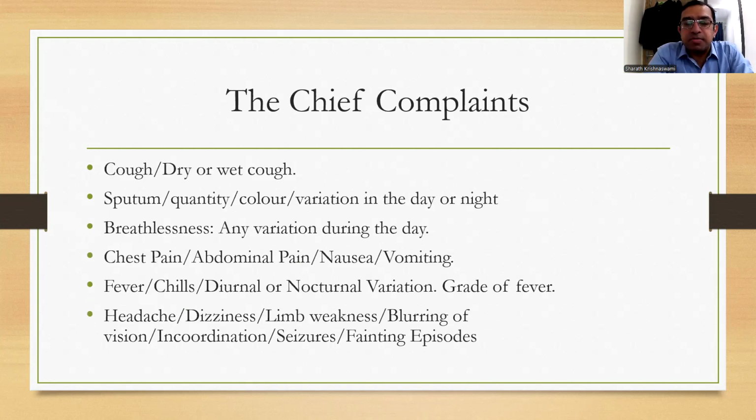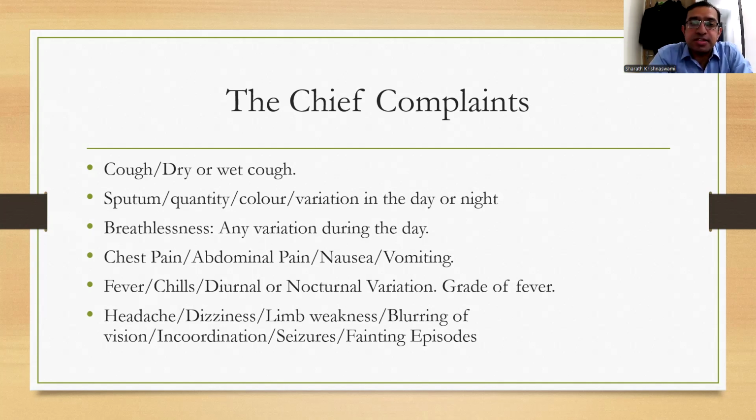Coming to the most important part of the history, which is known as the chief complaints of the patient. Now, this is the first set of symptoms that the patient tells you about what is bothering him or her. We generally move in a head to toe fashion, and inevitably we'll have to ask whether the respiratory system is involved. So when the patient has a cough, you have to ask them whether it is a dry or a wet cough. And if the patient has sputum associated with the cough, you have to see to what quantity, what is the color of it, and whether there is any variation during the day or the night.